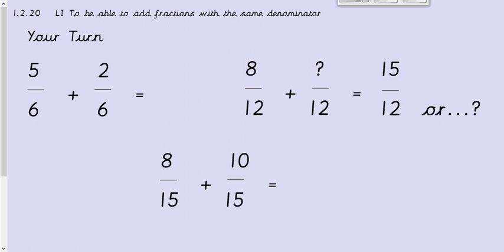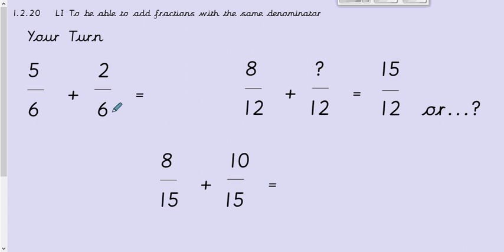So now it's your turn. I want you to have a go at these. So you need to write the answers down. You can write as improper fractions. And this one, you need to find out what goes here and then see if you can do it as a mixed number fraction as well. If you're not sure, then let's go through the answers together now.